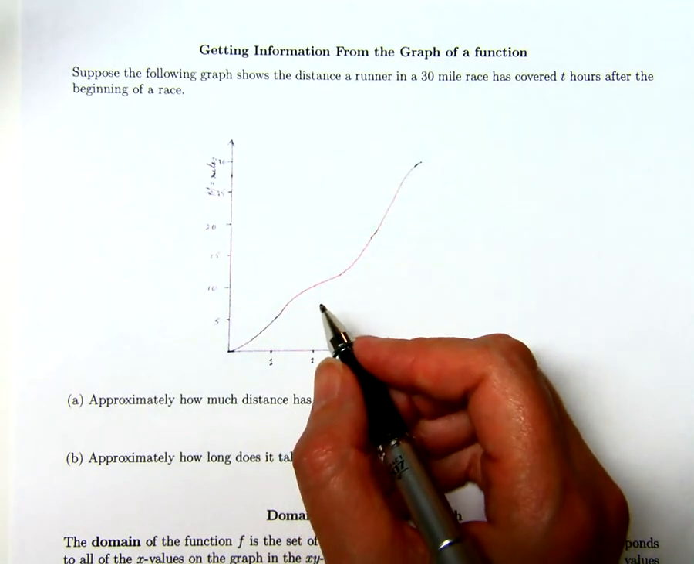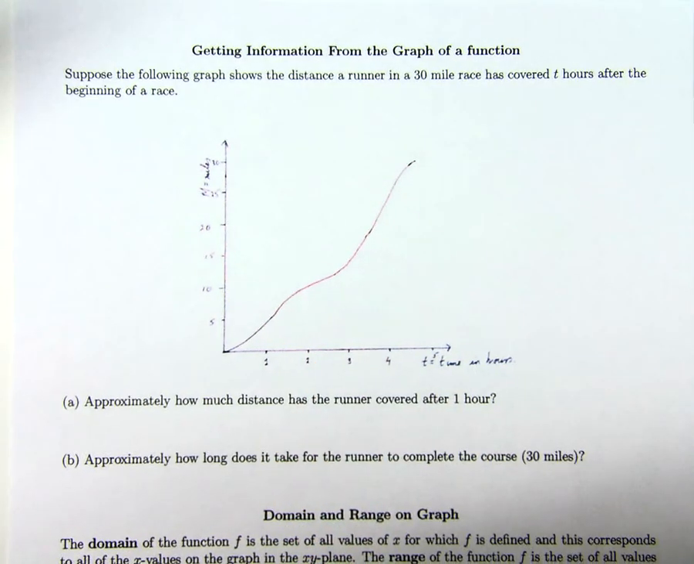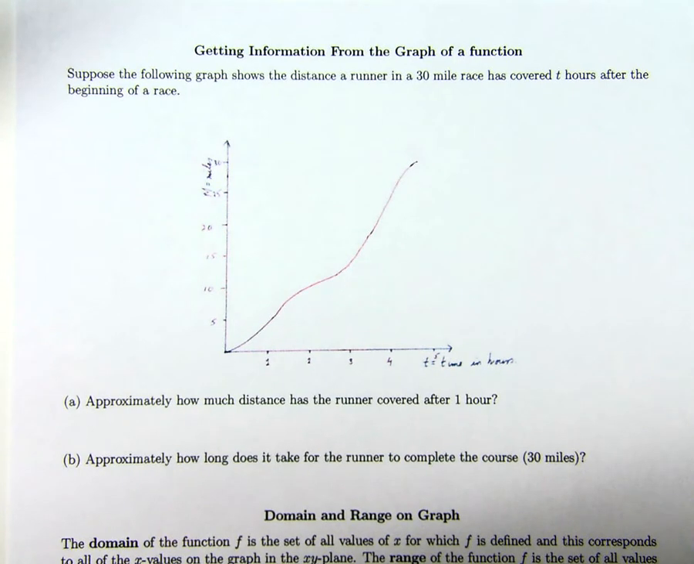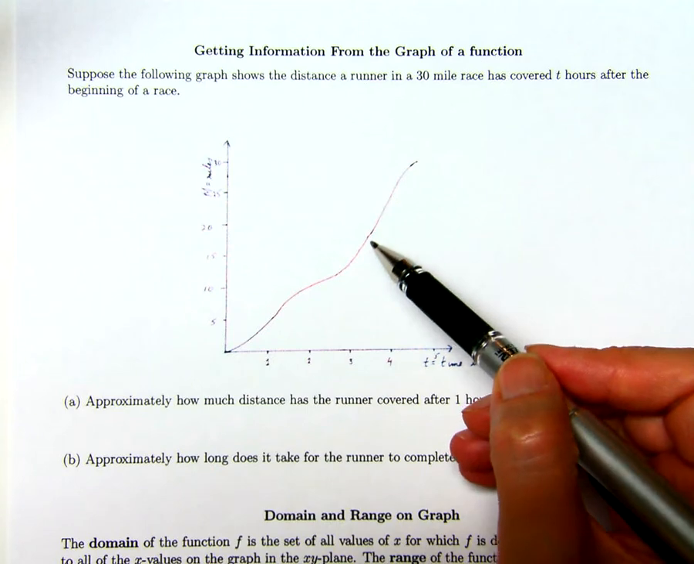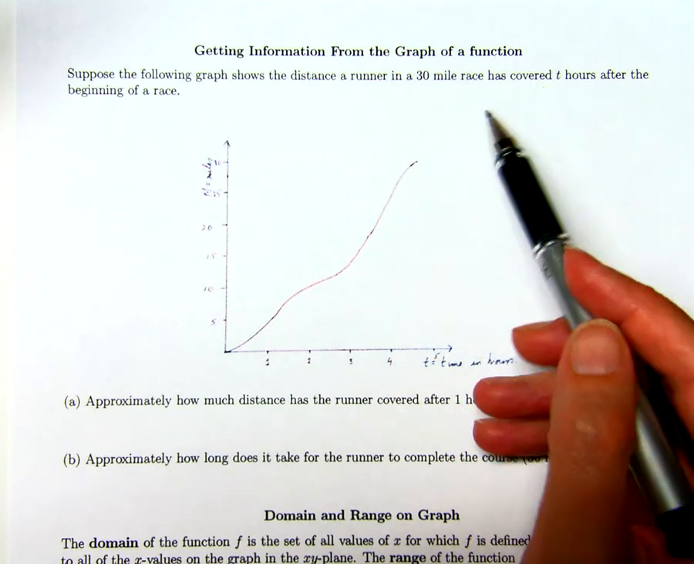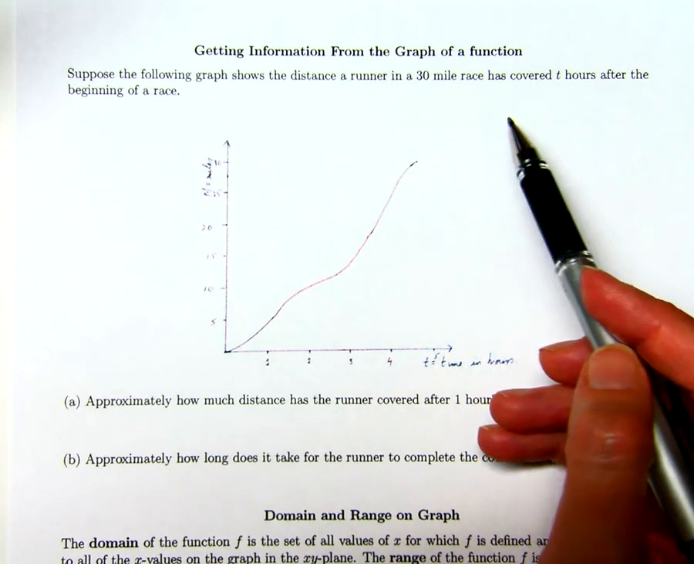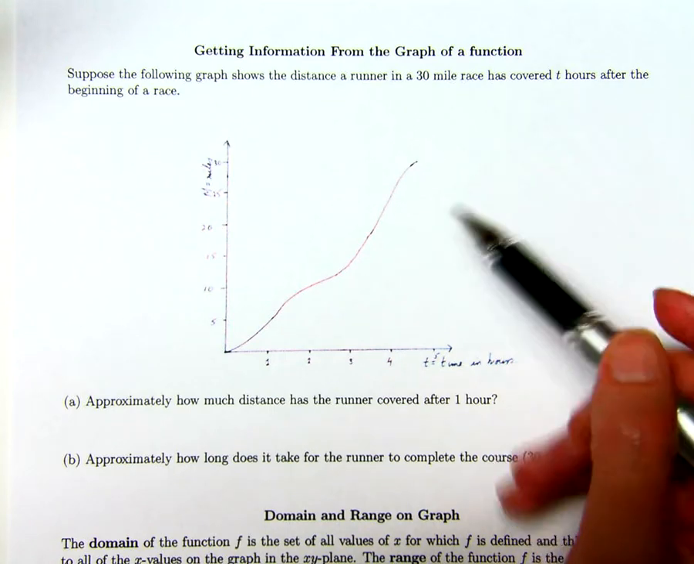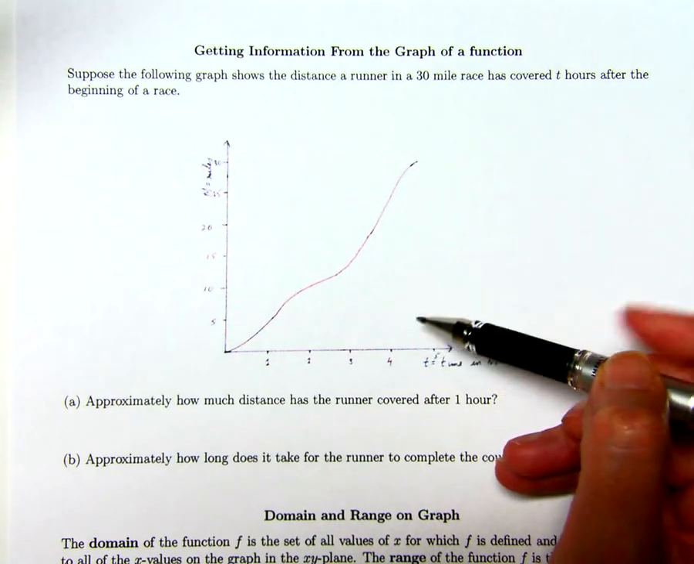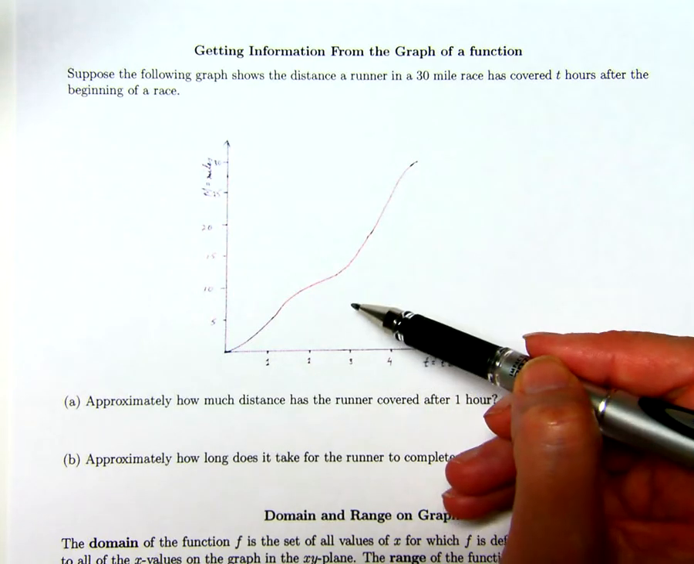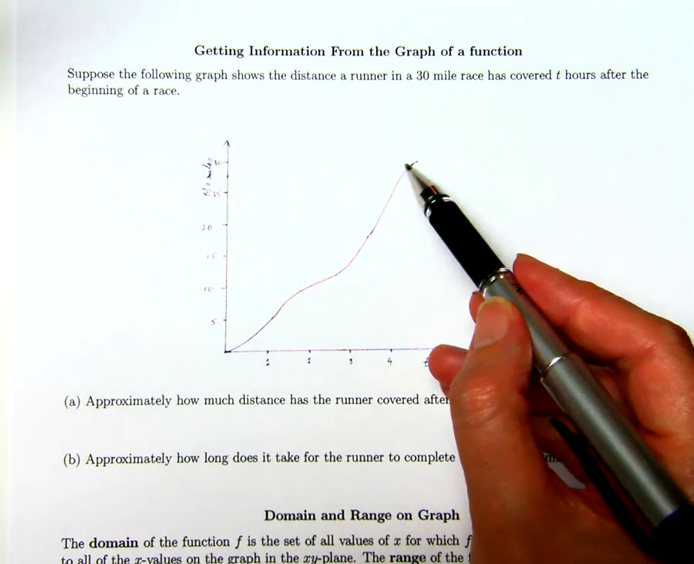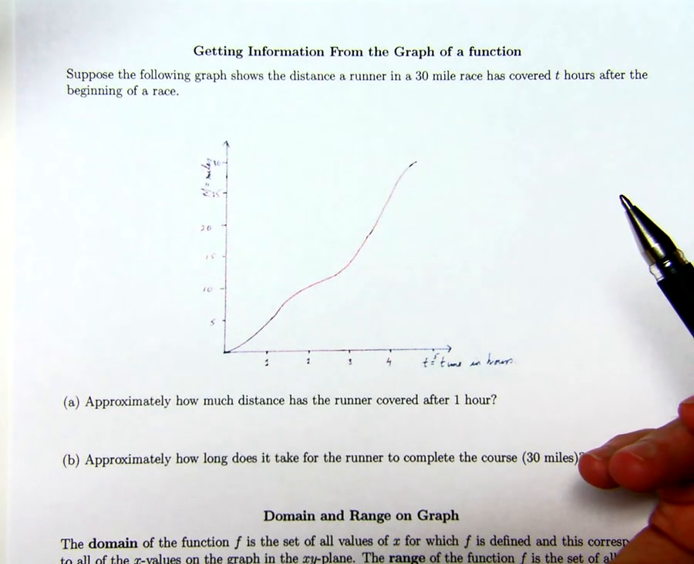Given the graph of a function, we want to think about what information we can get from the graph. So suppose the following graph shows the distance that a runner in a 30-mile race has covered t hours after the beginning of the race. And you see his progress is shown on this graph. And what does the graph tell us about the runner?